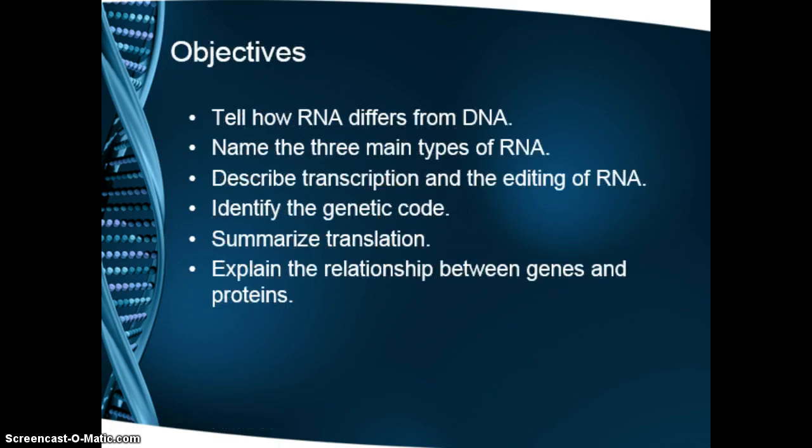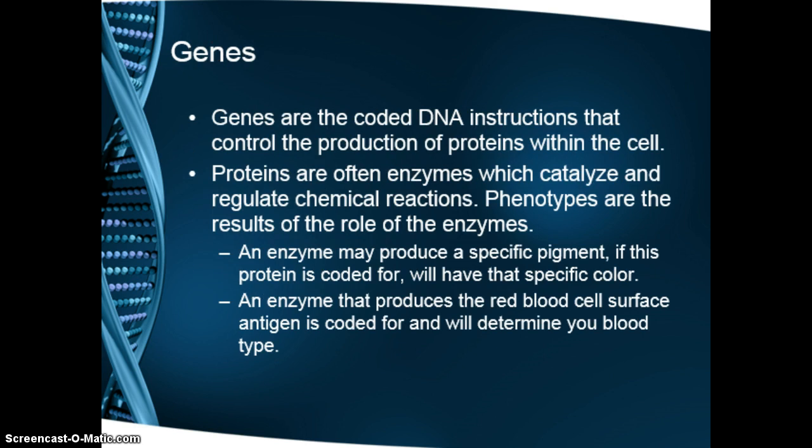Our objectives for this unit include determining the difference between RNA and DNA, understanding the three different types of RNA, describing transcription and the editing of RNA, identifying the genetic code, summarizing translation, and explaining the relationship between genes and proteins. So that's kind of where we're actually going to start.